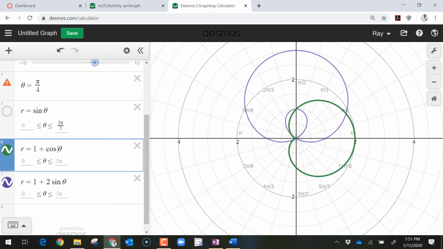I encourage you to go to Desmos and try out a bunch of sine and cosine graphs, or even some other graphs. And then when we come back tomorrow, we'll do some calculus on them.